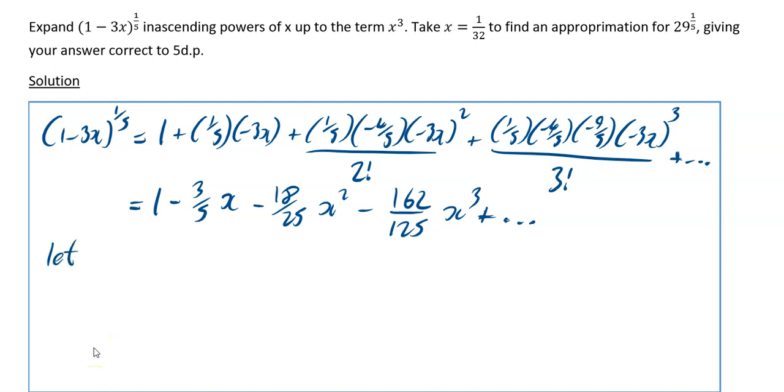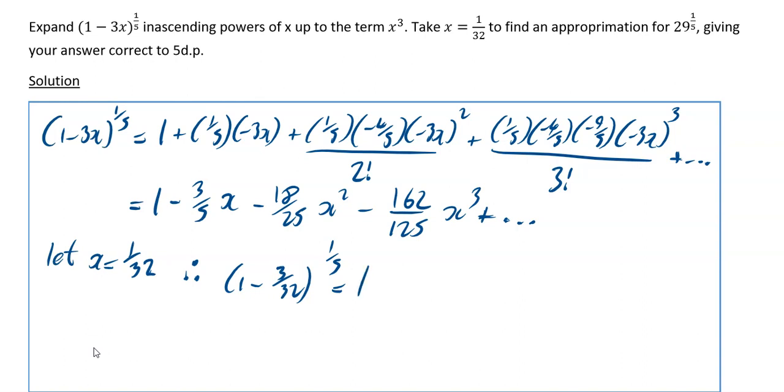Okay, for the next bit, I'm just going to do as it says. I'm just going to say, let x equal 1 over 32. Therefore, if I do that, I'm going to get 1 minus 3 times 1 over 32, which is 3 over 32, and then the power of 1/5. And so that's what my left-hand side is equal to.